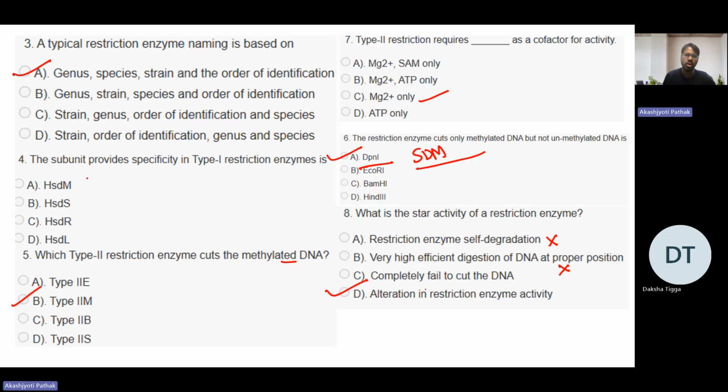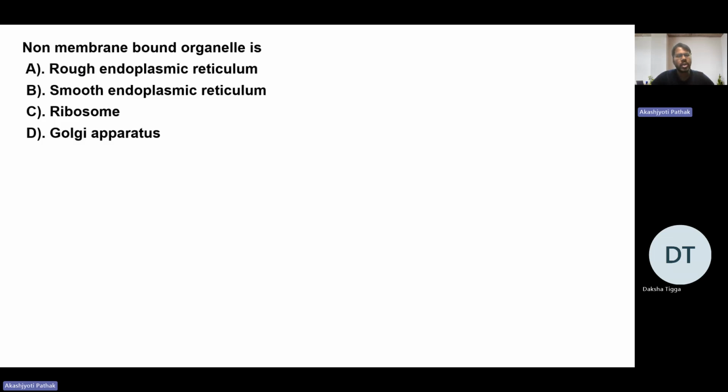It will also show altered activity if you keep the restriction enzyme too long. If the recommended time is that this enzyme is able to digest within 2 to 3 hours, but you are keeping it for 18 or 32 hours, then there will be alteration and the enzyme will cut anywhere within the DNA. Now, non-membrane bound organelle, you all know it is ribosome, isn't it? SER, RER, Golgi apparatus are membrane bound organelles. Ribosome and centriole are non-membrane bound organelles.